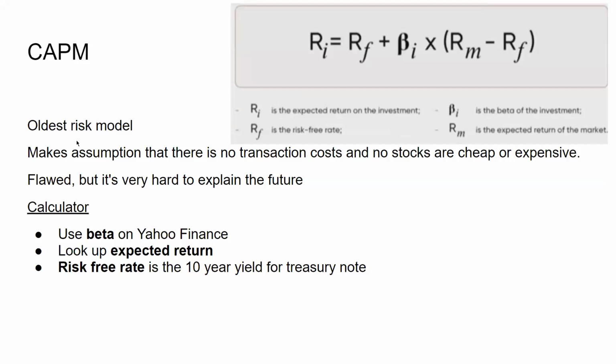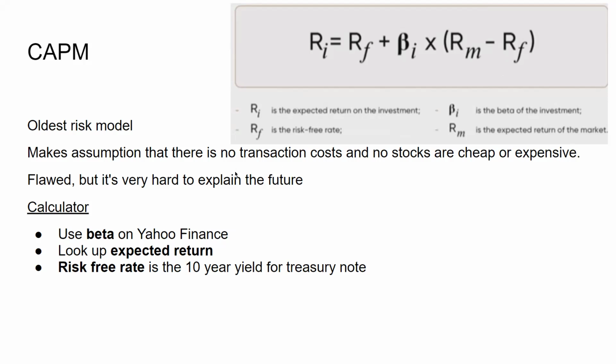All right, so the CAPM is the oldest risk model. It makes assumptions that there are no transaction costs and no stocks are cheap or expensive. It is flawed, like I said, but it's very hard to explain the future. Now you can look here. This is the actual formula for it. Starting over here, we have the expected return on the investment, that's our R_i. Your risk-free rate is going to be on the right of the equal sign, and then you have to add the beta, which you multiply by the expected return of the market minus your risk-free rate again.